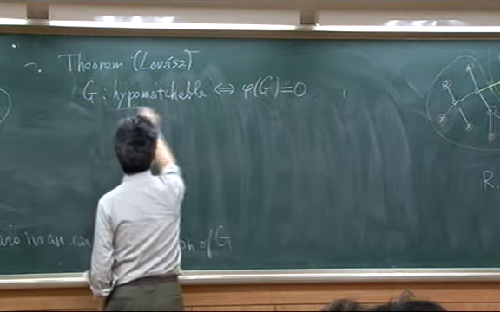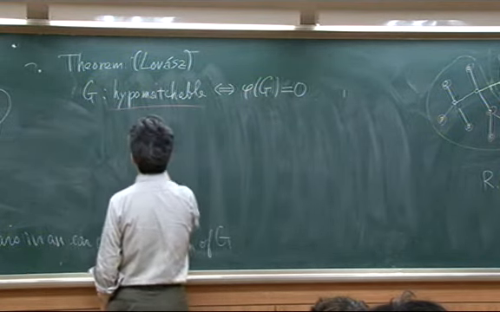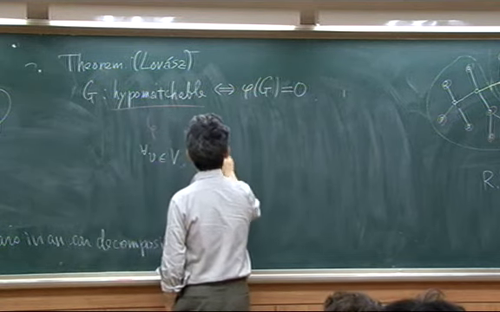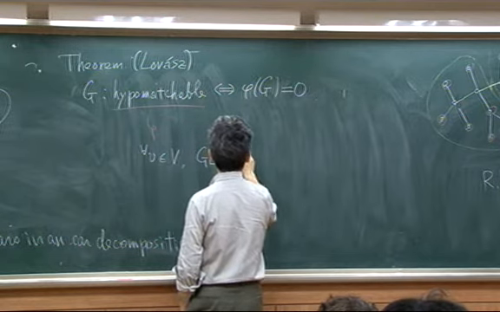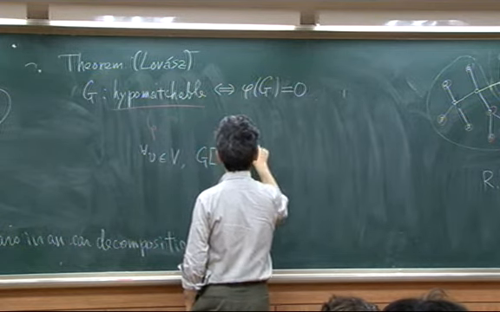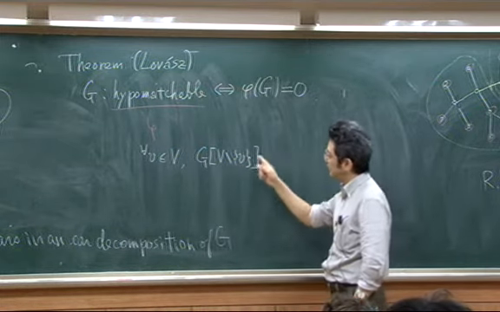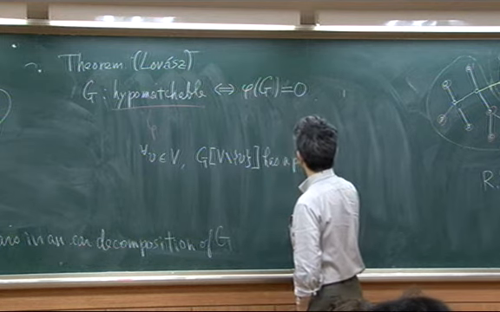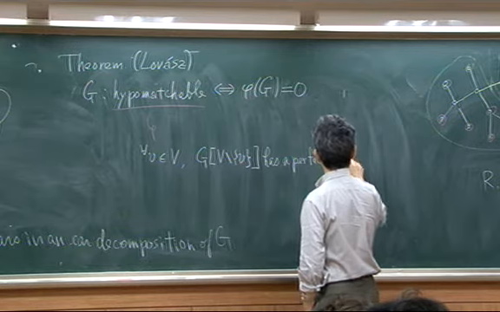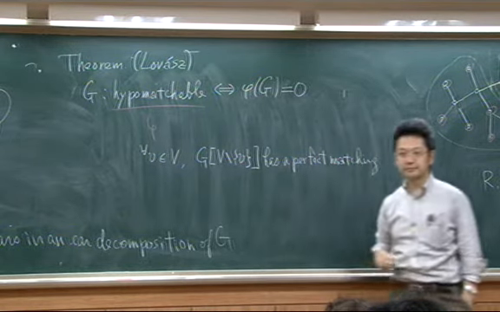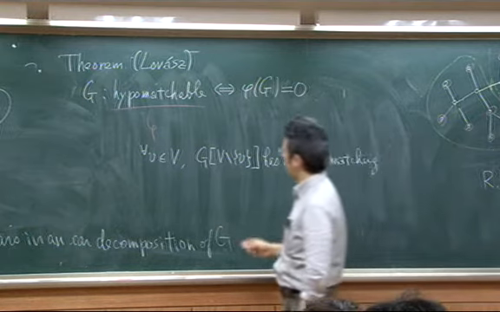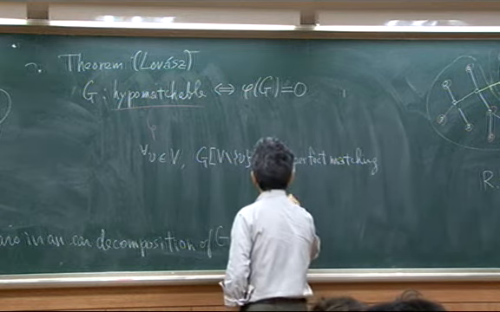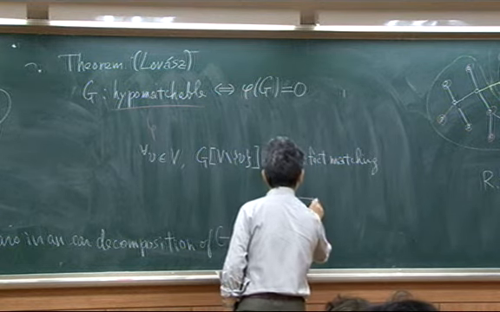A graph G is called hypomatchable if for every vertex v, the induced subgraph, if you delete v from G, has a perfect matching. So to ensure the property, the number of vertices must be odd. Right. So here's an example of a hypomatchable graph.